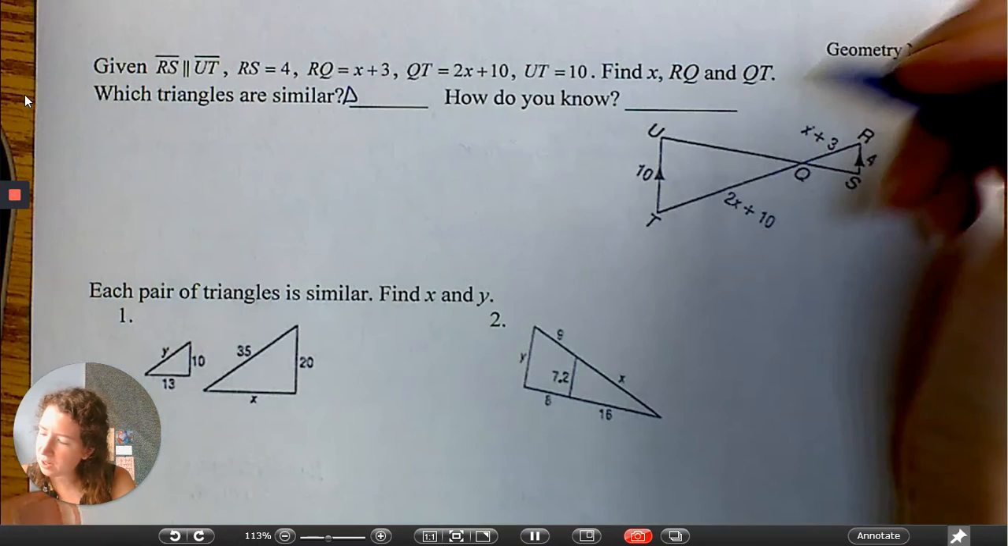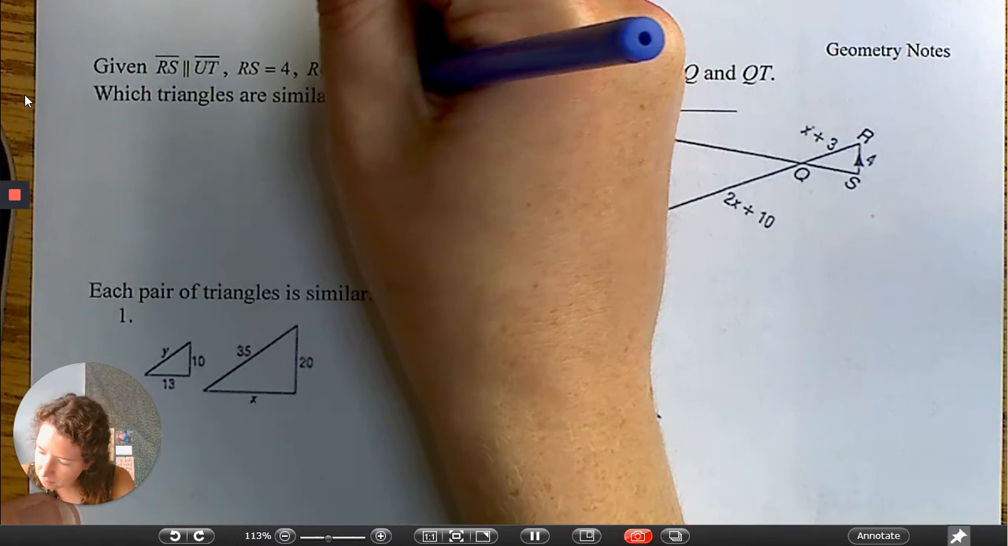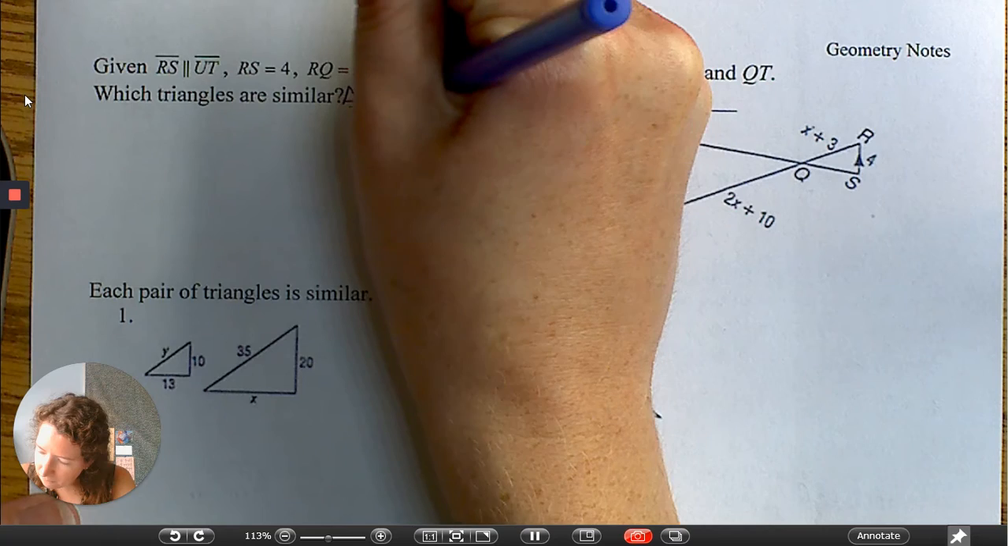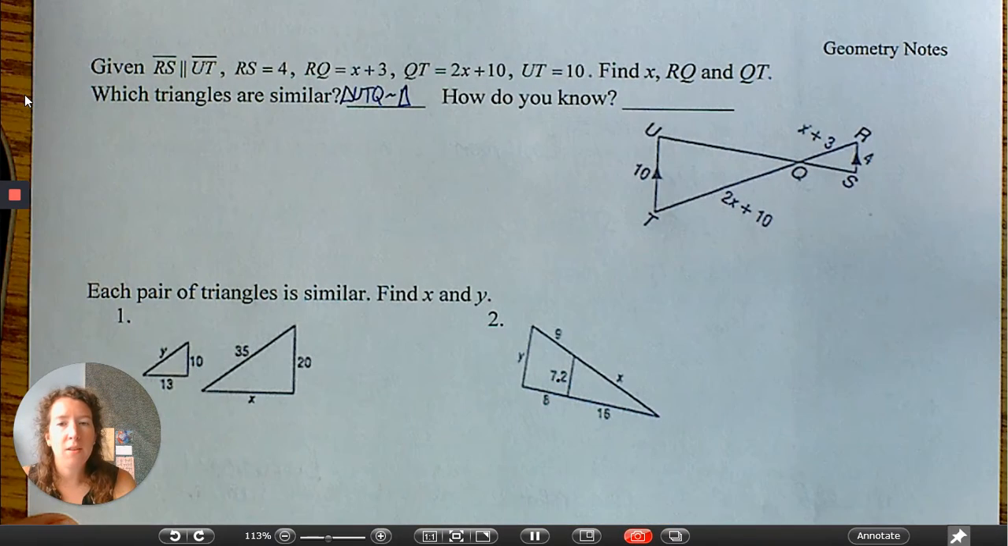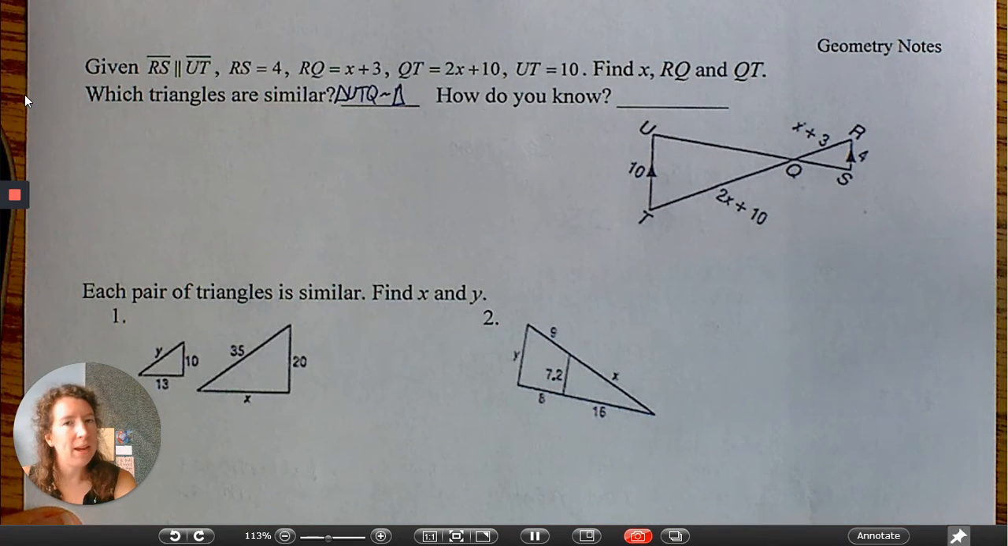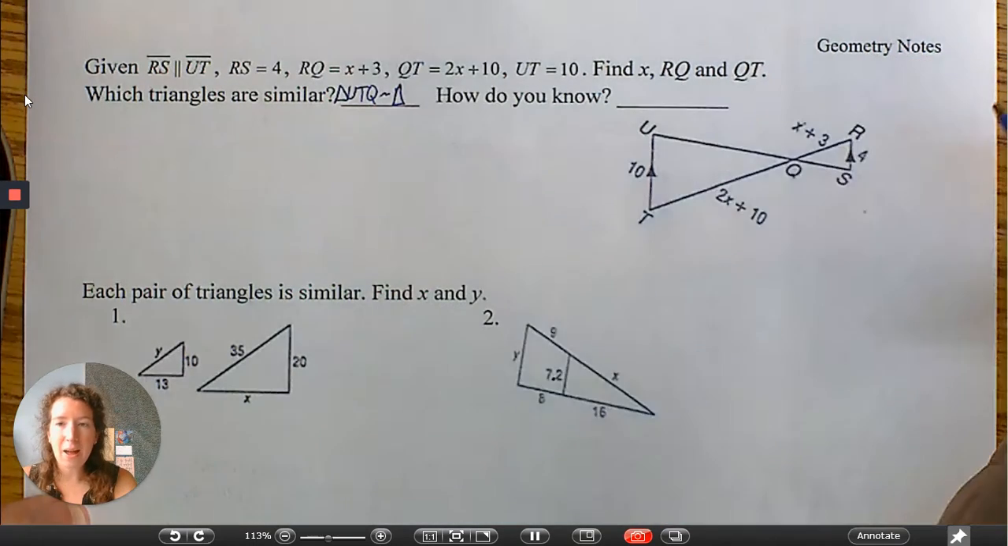So let's say triangle UTQ is similar to triangle. All right, now remember, when we name our similarity statement, it's very important that we put the letters in the proper order. So I need to know, what does angle U correspond with? Because these lines are parallel, I'm going to look for my Z.